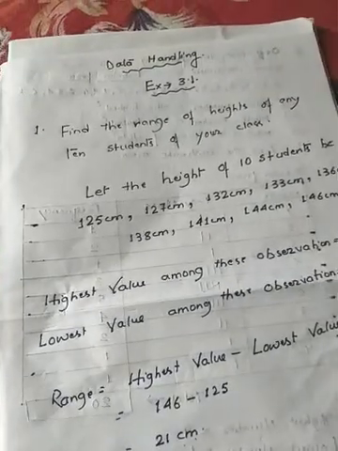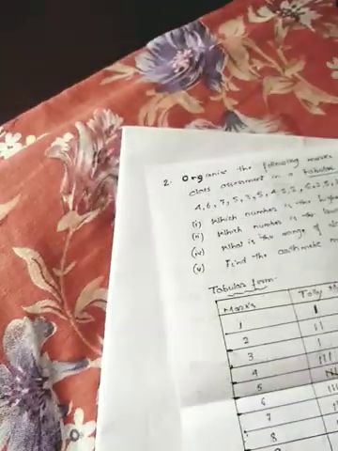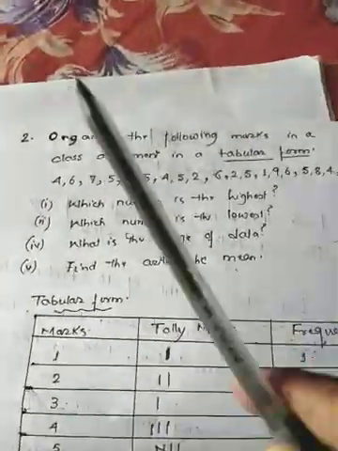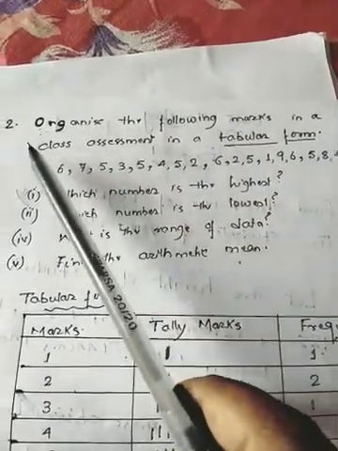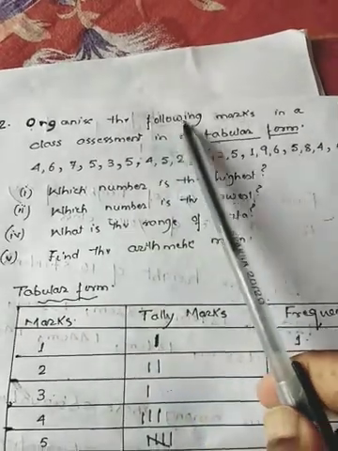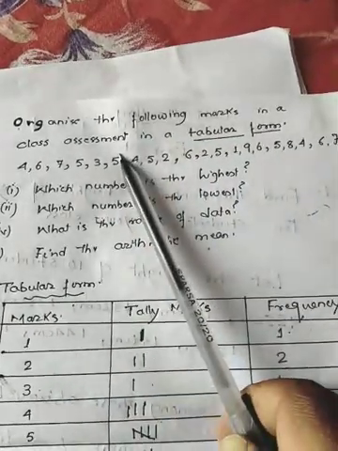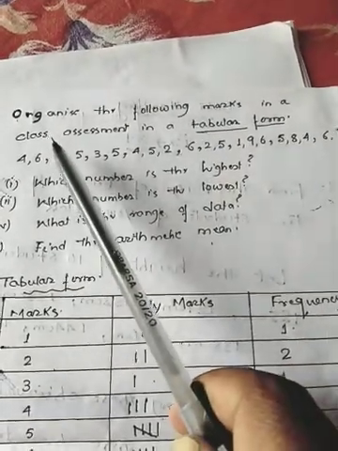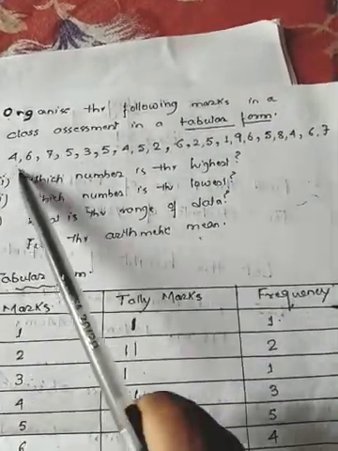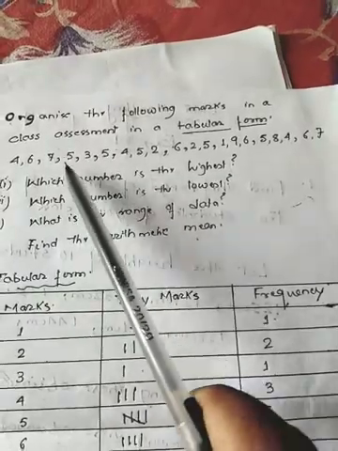Now let's move on to question number 2. So this is question number 2. What do you have to do in question number 2? Organize the following marks in a class assessment in a tabular form. Some marks of a certain class are given. See, these are all the marks. So many marks are given.